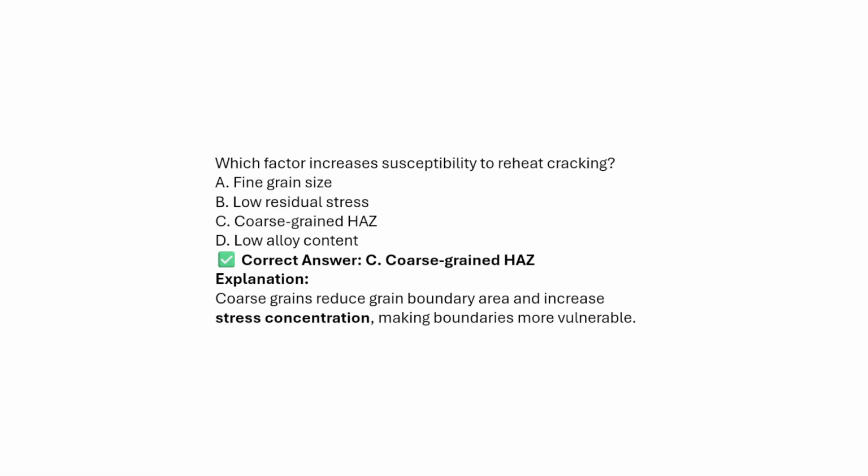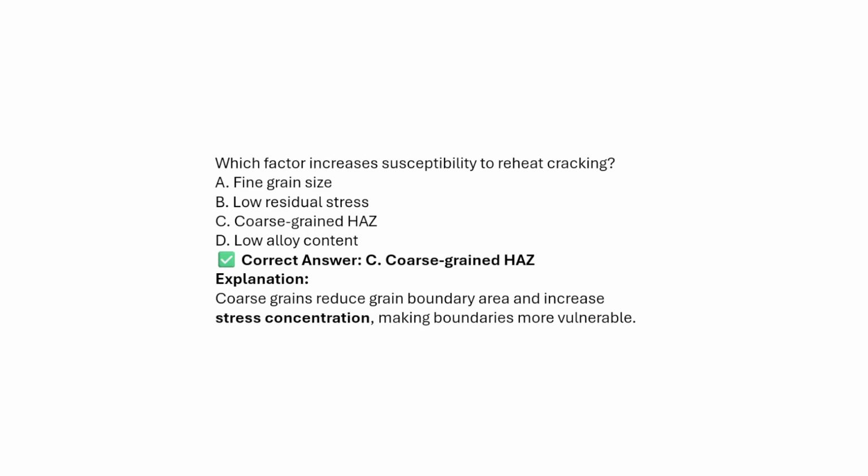Which factor increases the susceptibility to reheat cracking? Option A, fine grain size. Option B, low residual stresses. Option C, coarser grain HAZ. Option D, low Li content. Answer will be C, coarser grain HAZ.